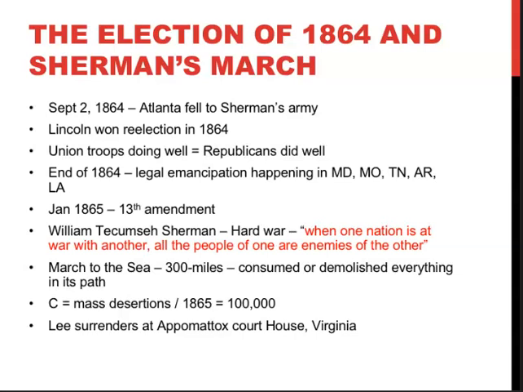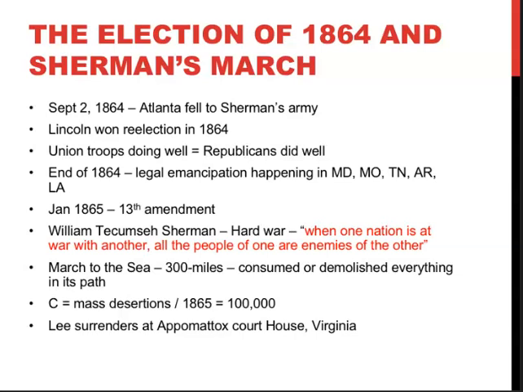Yet William Tecumseh Sherman, okay? He had fought a hard war, and he said, when one nation is at war with another, all the people of one are enemies of the other. Now, what he meant there was whether you're a soldier or not, if you're the Confederate States of America, we're at war with you. So his march to the sea was 300 miles, and along that march he consumed or demolished everything in its path. Churches, schools, homes, buildings, farms, factories, anything and everything he destroyed. The reason was he wasn't at war just with the soldiers of the Confederate States. He was at war with everyone in the Confederate States, all of the people, the citizens.